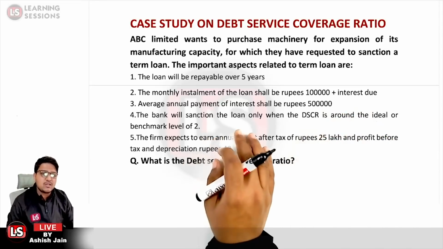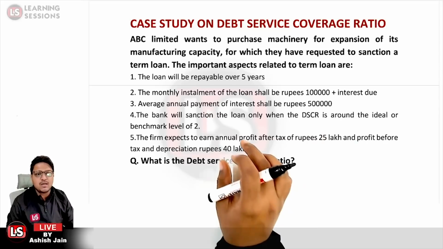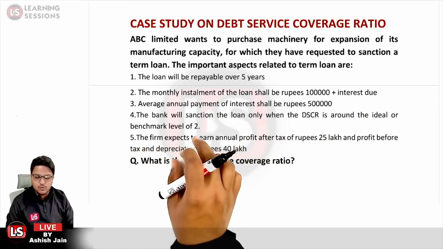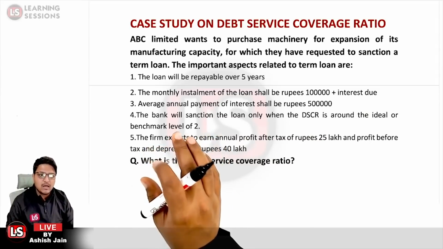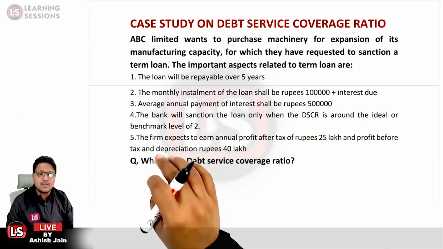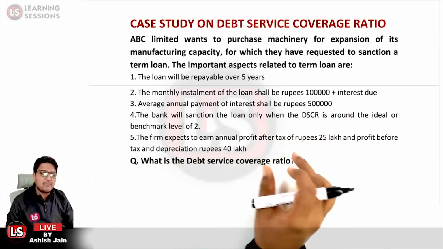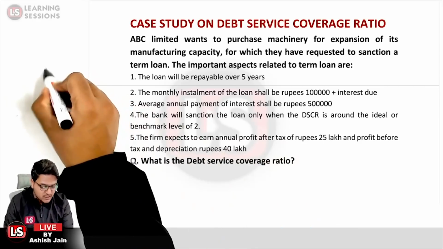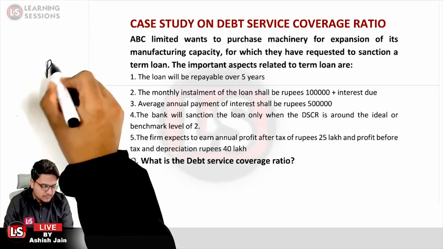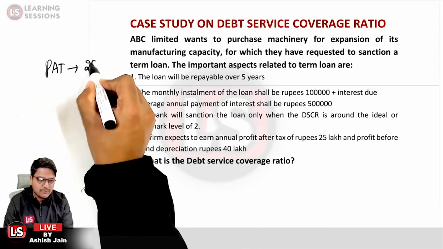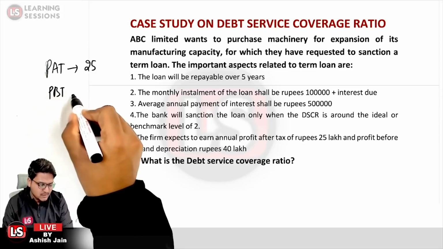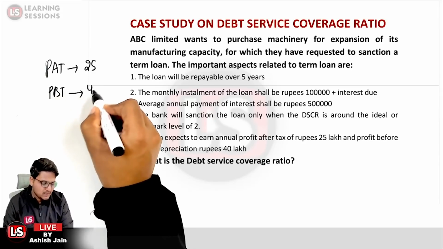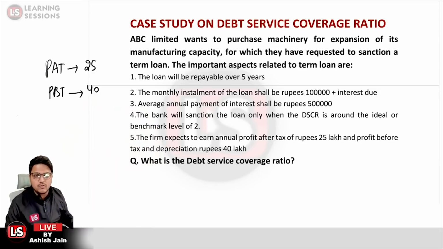The bank will be sanctioning the loan only when the DSCR is around the ideal or benchmark level of 2. So the benchmark level of DSCR is 2, and the bank will be sanctioning the loan when it is above the benchmark. Further, the firm expects to earn annual profits after tax. PAT is given to be 25 lakhs, and PBT, that is profit before tax, is given to be 40 lakh rupees. We need to calculate the DSCR in this particular case.